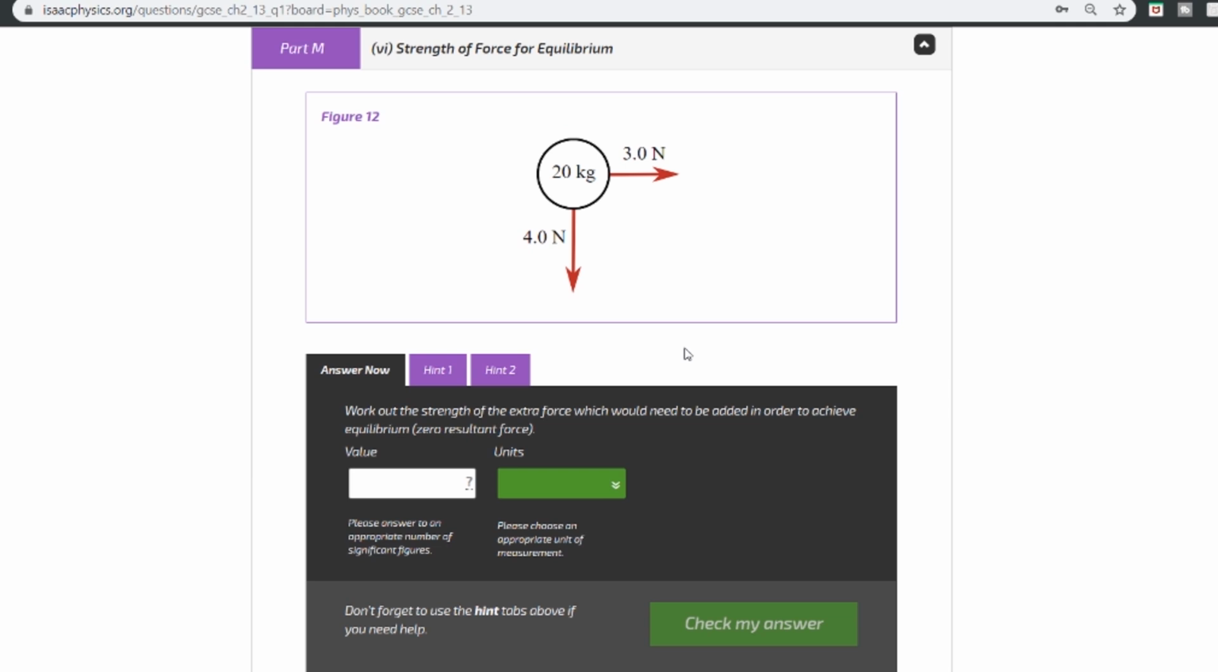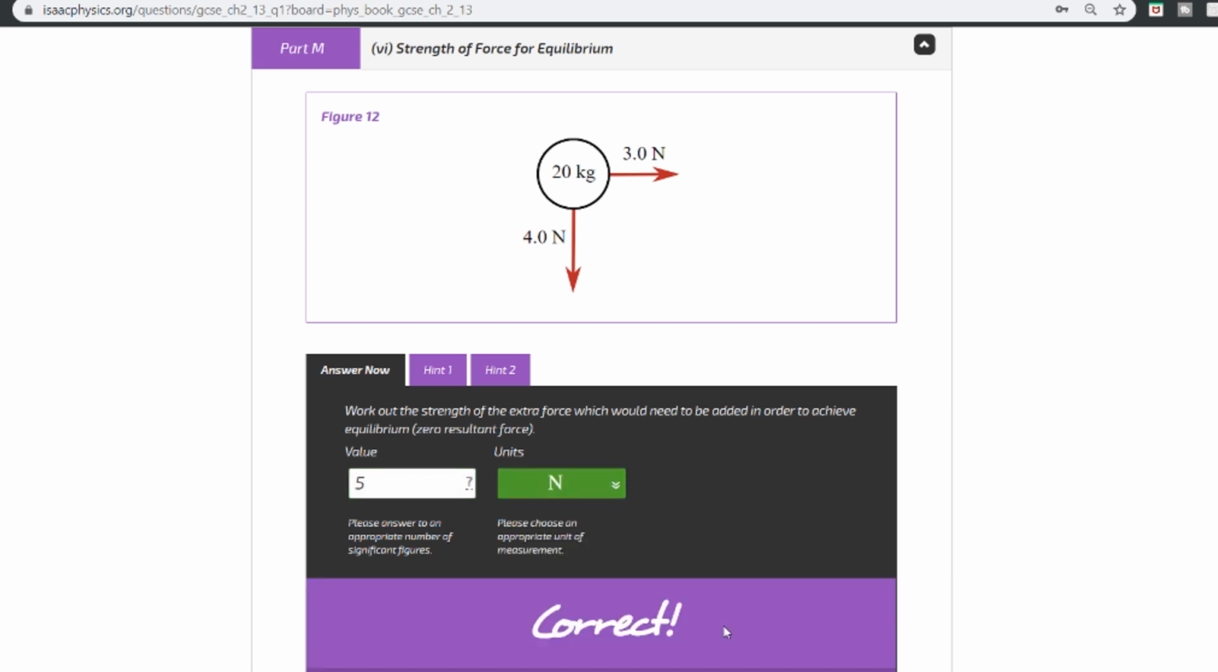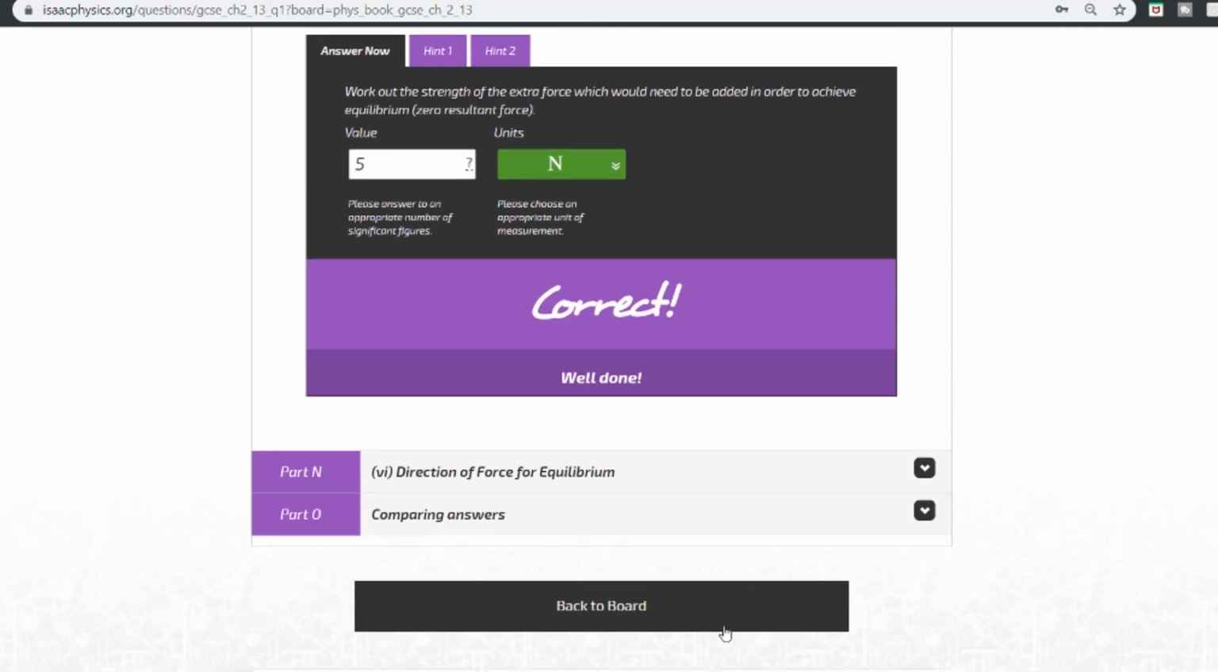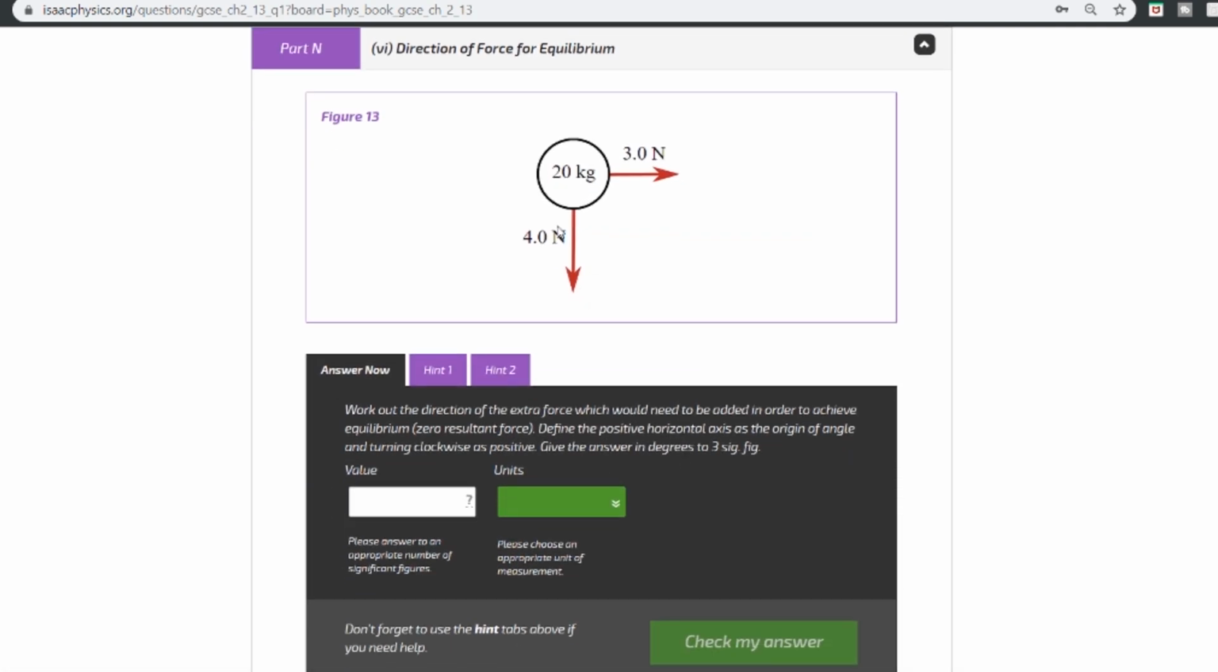Okay, so for this one here, work out the strength of the extra force which would need to be added in order to achieve equilibrium. Well, before we said it was 5 newtons, so if I put in 5, it's the same size force. What would the direction be? So work out the direction of the extra force which would need to be added, defining the positive horizontal axis as 0, and this is going to be the positive number.